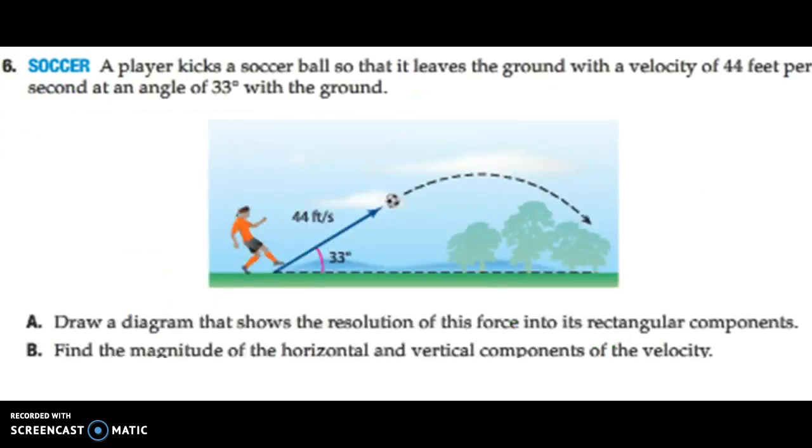Here's the last guided practice problem. It says a player kicks a soccer ball so that it leaves the ground with a velocity of 44 feet per second at an angle of 33 degrees with the ground. So you'll see it creates this resulting right triangle right here. And so you can use that information to figure out the components, the horizontal component and the vertical component, same as we did before.